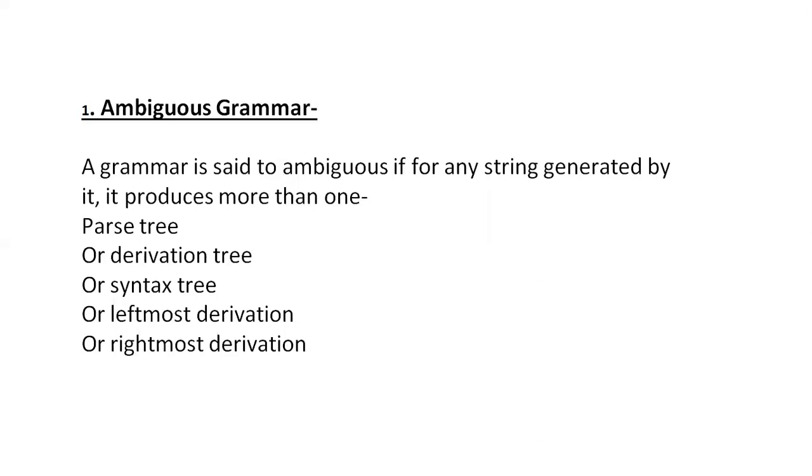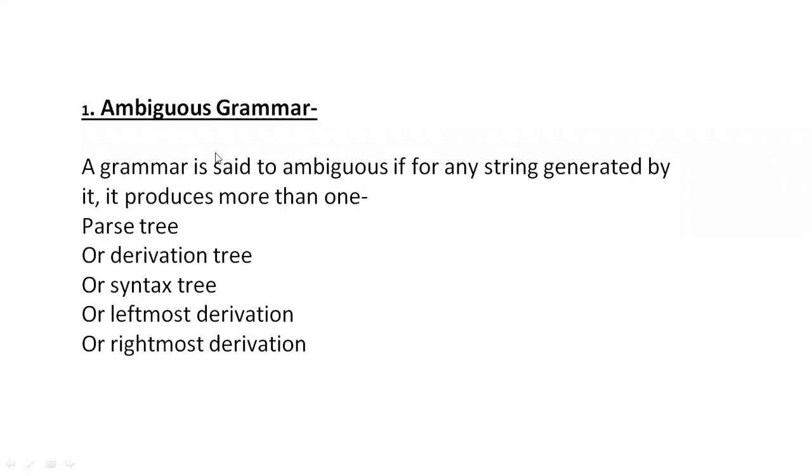And the definition, we already know that a grammar is said to be ambiguous when, for any string generated by it, it produces more than one parse tree, or more than one derivation tree, or more than one syntax tree, or more than one leftmost derivation, or more than one rightmost derivation. That type of grammar can be called an ambiguous grammar.